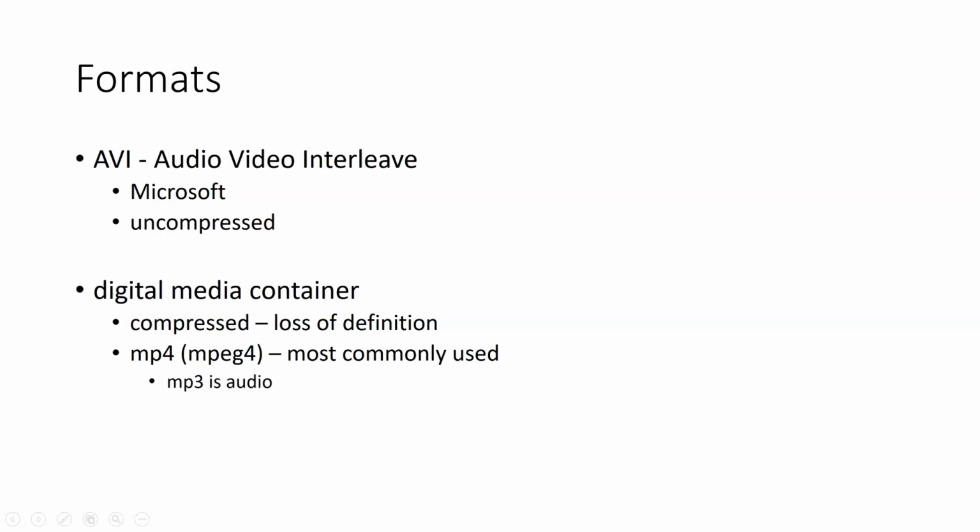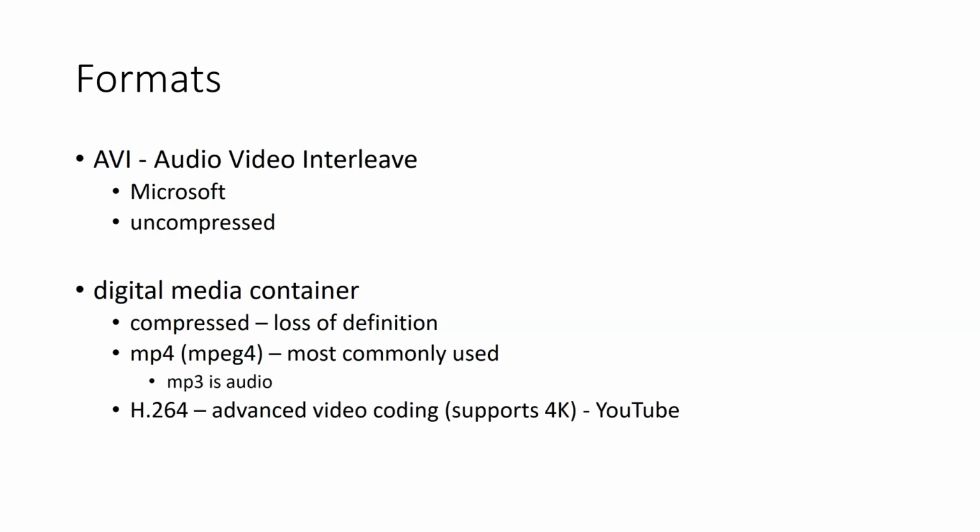MP3 is the audio format. H.264 is an advanced video coding that is used by YouTube. It maintains good definition in the reproduction. Another term we talk about is the common display resolution. The greater the resolution, the more detail the picture has.